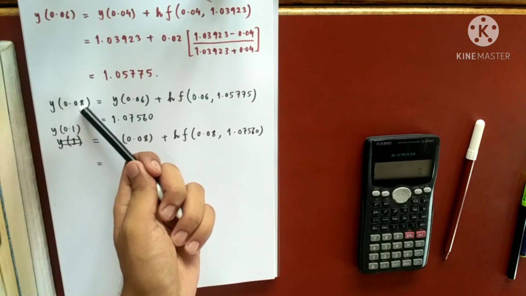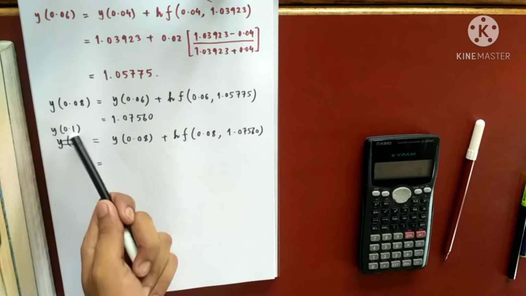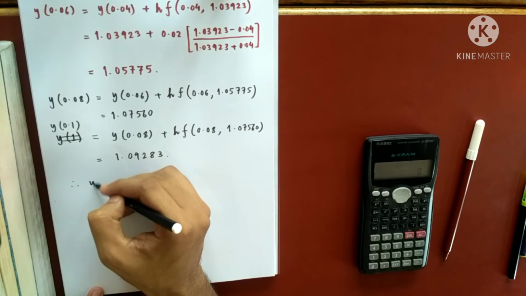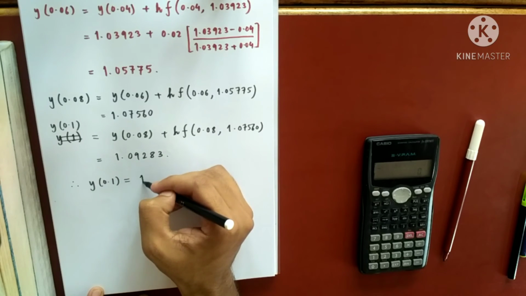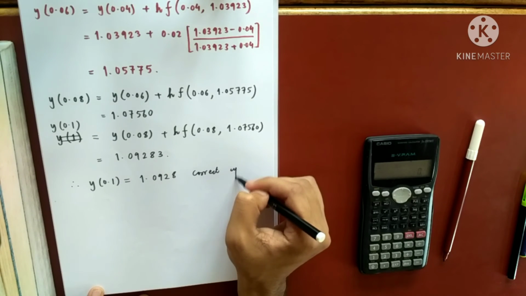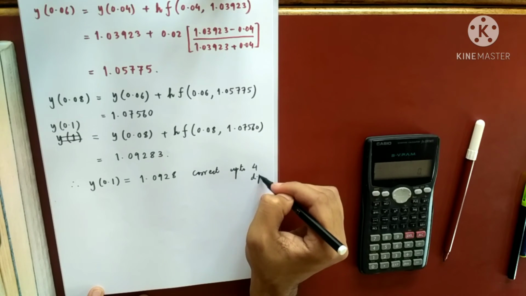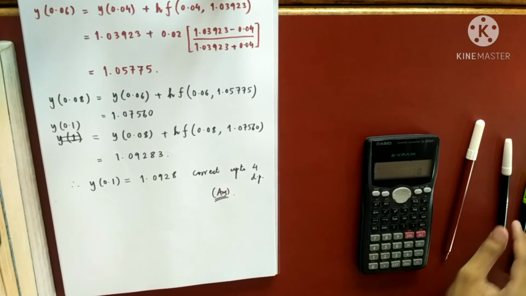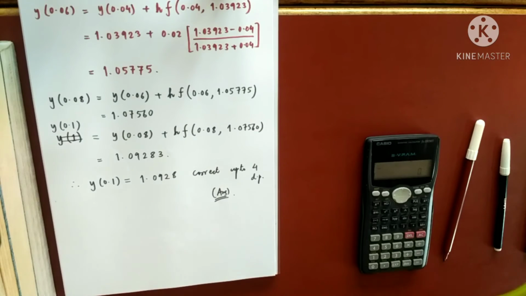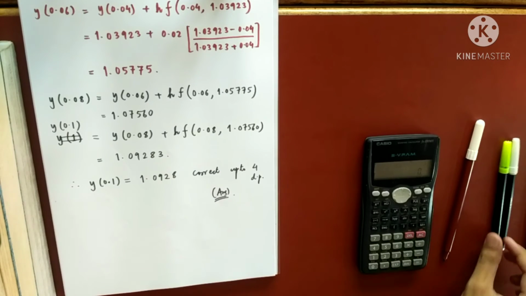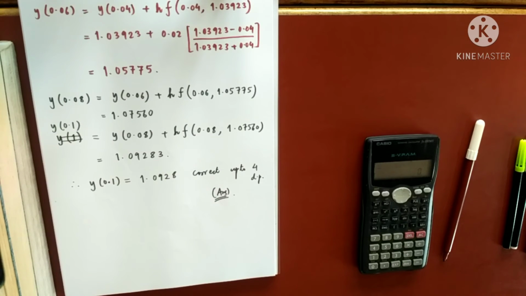So if you add 0.02 here, it will become 1, and this you are supposed to find. This is your y of 1. Therefore, y at 1 equals 1.0928, correct up to 4 decimal places. This is your answer using Euler's iteration formula. We have given some approximate value of the solution at 1. So this is a very simple method of finding it. You have to just learn the iteration formula and do the sums.